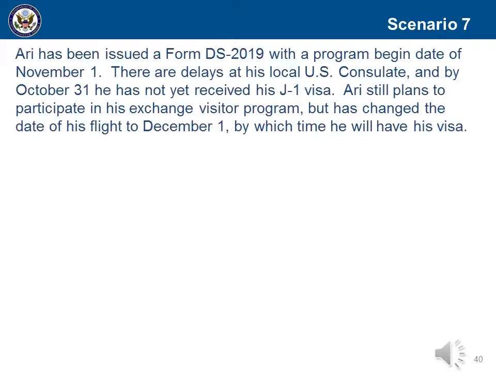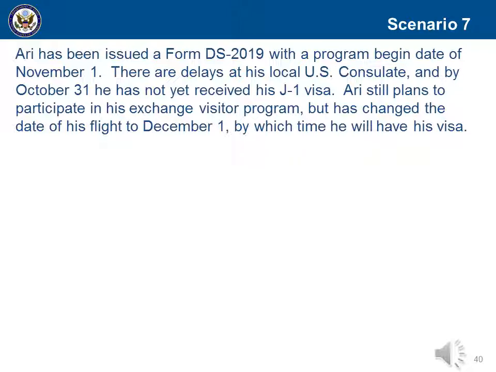ARI has been issued a Form DS 2019 with a program begin date of November 1. There are delays at his local U.S. consulate, and by October 31, he has not yet received his J1 visa. ARI still plans to participate in his exchange visitor program, but has changed the date of his flight to December 1, by which time he will have his visa.